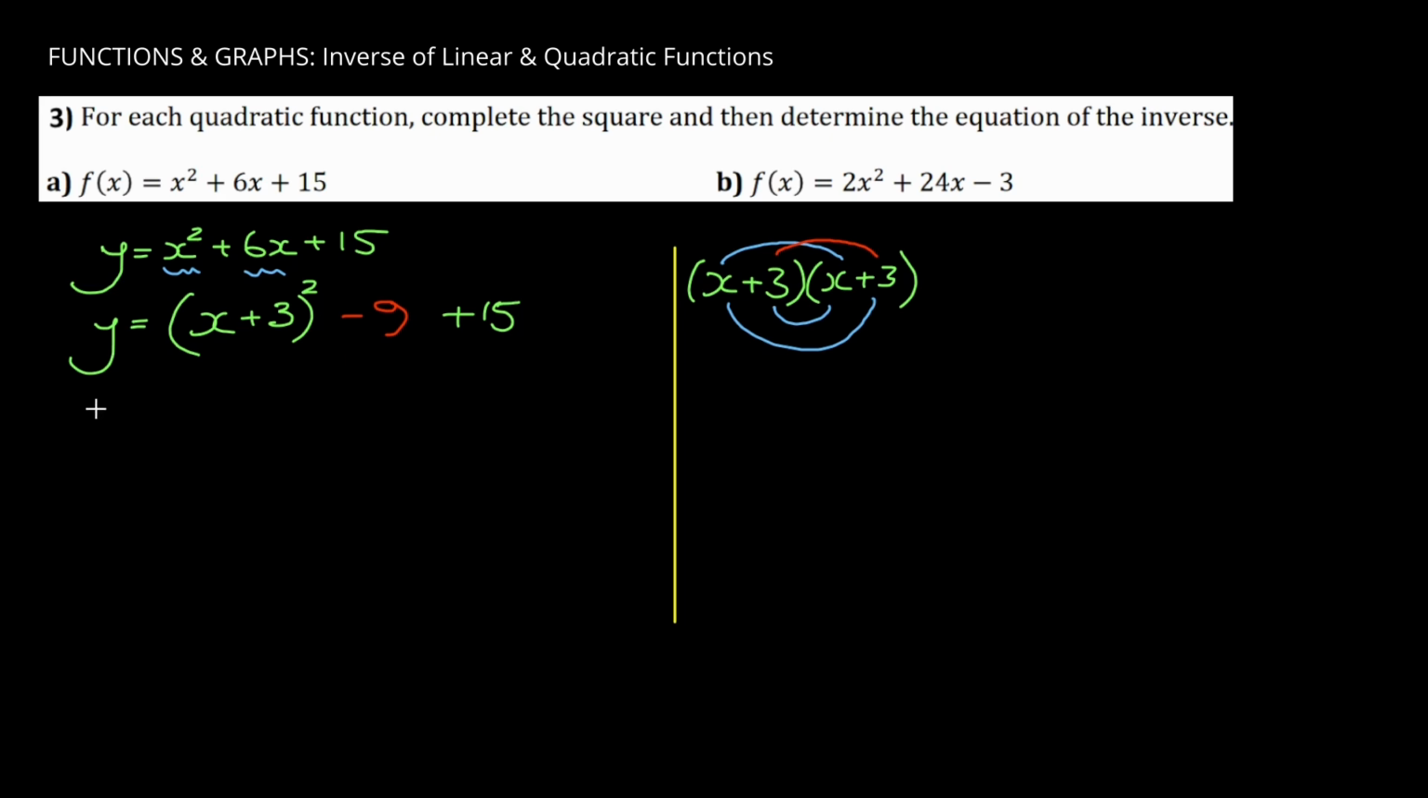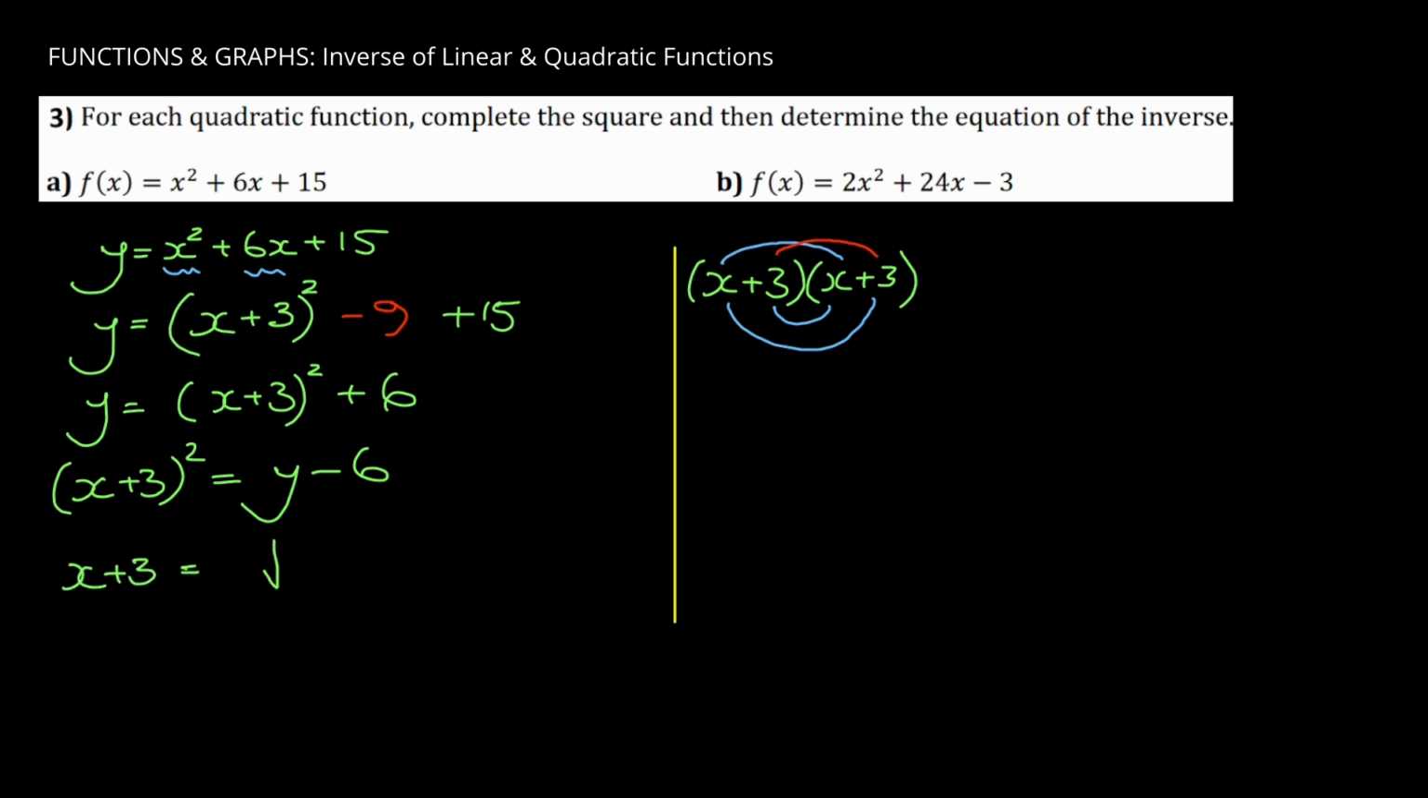Pushing the negative 9 and the 15 together, we get y is equal to x plus 3 all squared plus 6. Now let's try to make x the subject with this arrangement. I can say x plus 3 squared is equal to y, which was on the left-hand side but now is on the right, and the 6 has moved side, so this is negative 6. Well, now I can take the square root of both sides, and I get x plus 3 is equal to the square root of y minus 6. But again, we have to remember, when we take a square root, we have to include plus or minus.